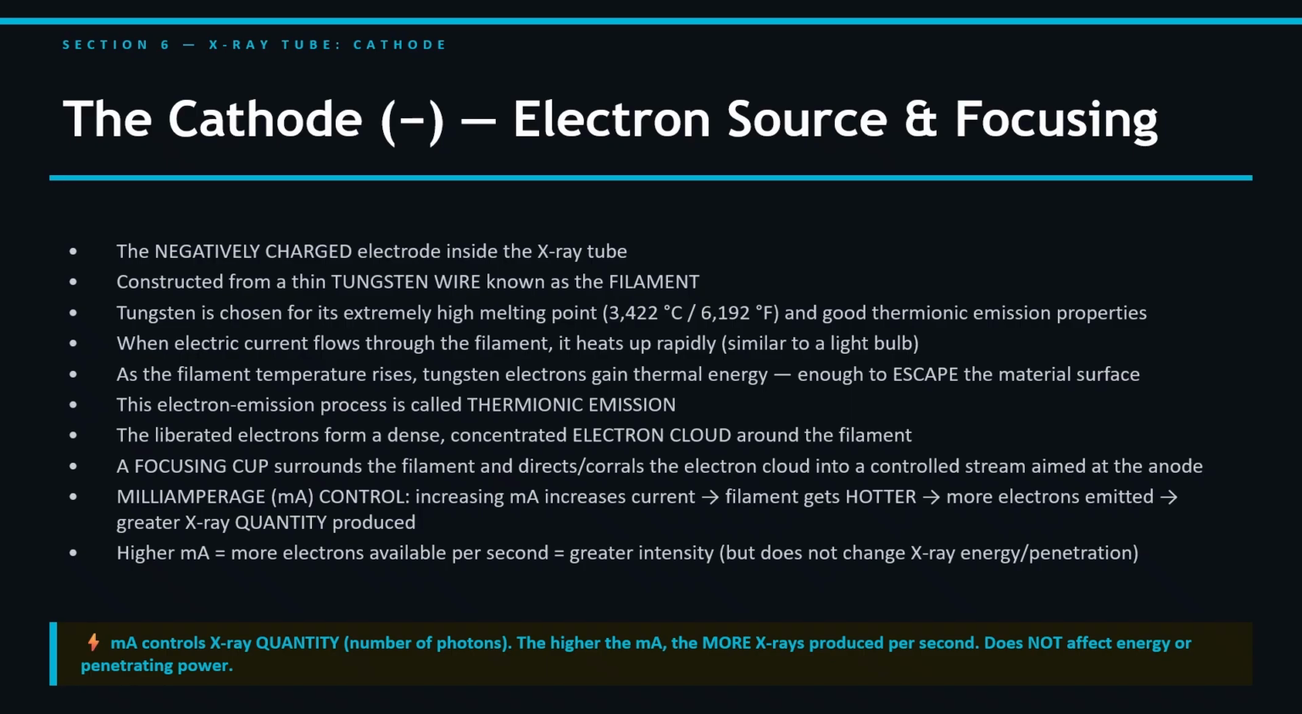Now notice the relationship between filament current and X-ray quantity. Increasing mA increases filament heating and generally increases the number of electrons available to travel toward the target. More electrons striking the target means more X-ray photons are produced. But mA is primarily associated with quantity, not the fundamental energy of the photons. That is a critical examination distinction. If you want to change the penetrating capability of the beam, the major control is kV. If you want to change the number of photons, mA is the important control.